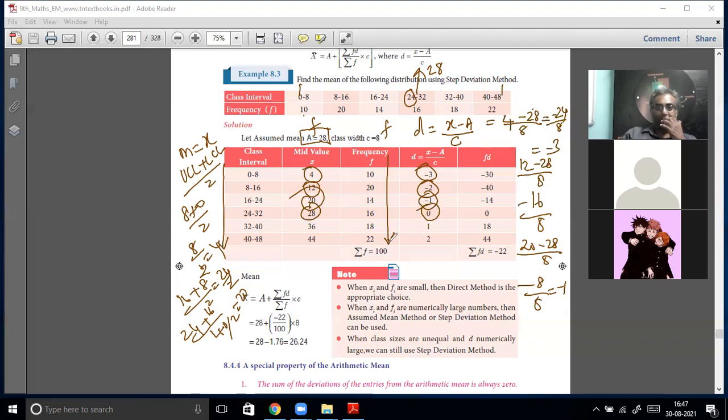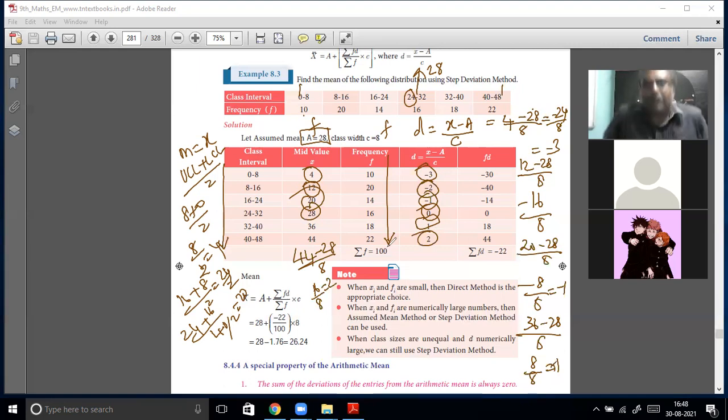Okay. Then 36. 36 minus 28 by 8. Again, 8 divided by 8. That is equal to plus 1. So you get plus 1 here. Same way, 44 minus 28 by 8. 28 plus 16 by 8. That is equal to 2. So you got 2. Okay.